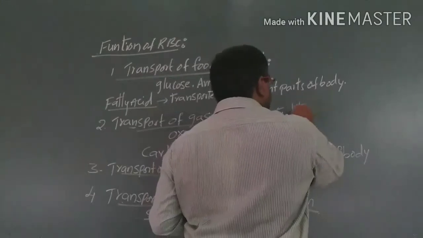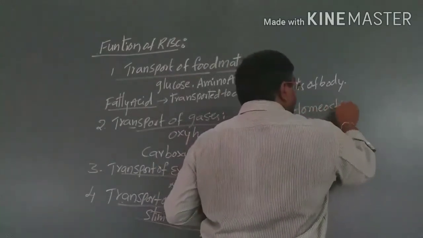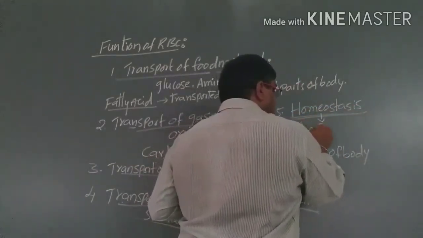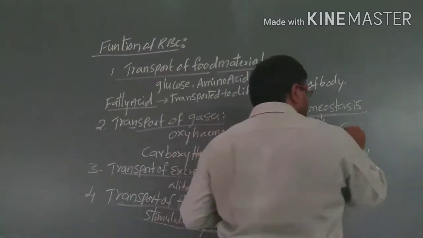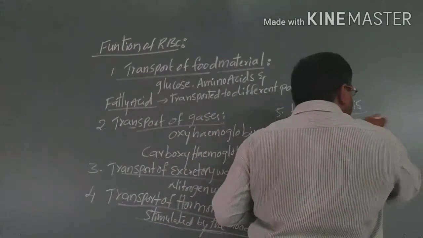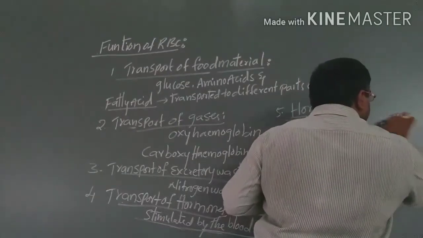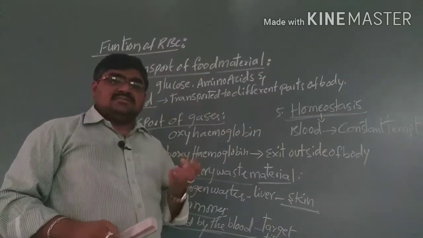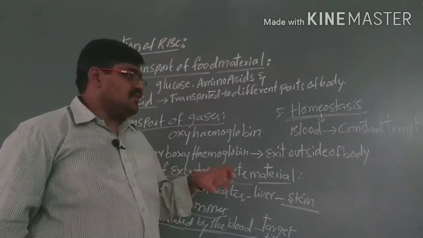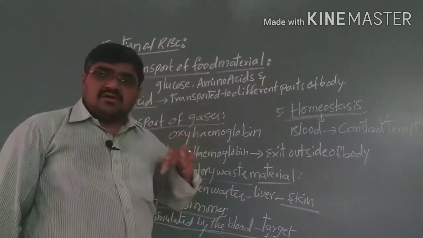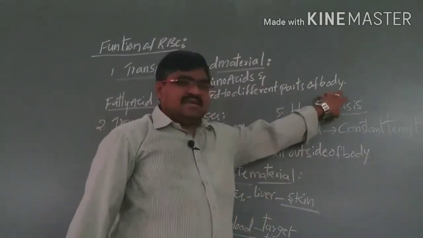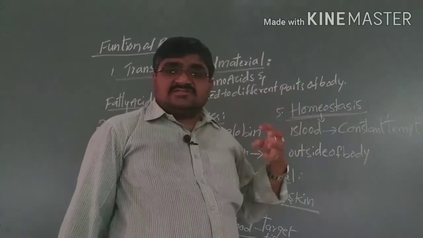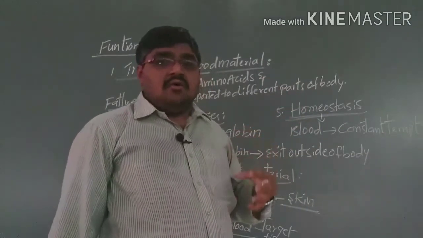It also maintains homeostasis. That means the blood helps maintain a constant temperature, passing the temperature to different parts of the body and maintaining a constant temperature in our body. So it acts as a homeostatic organ, maintaining a constant temperature in the human body.